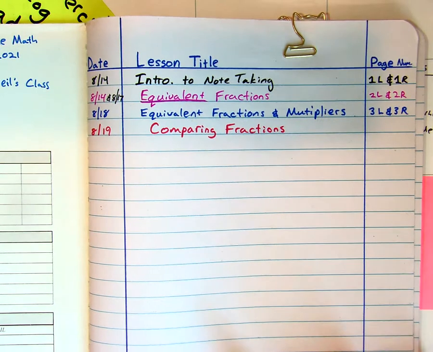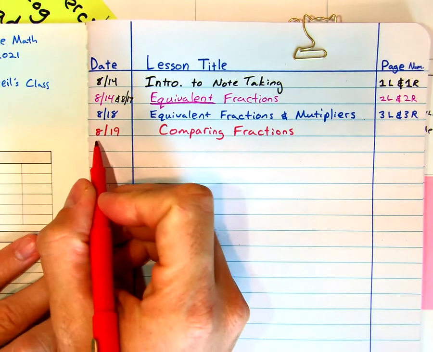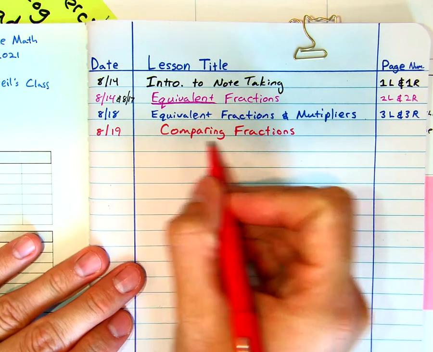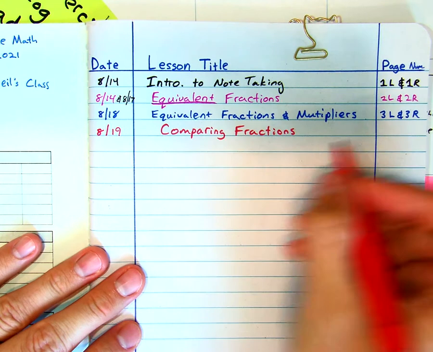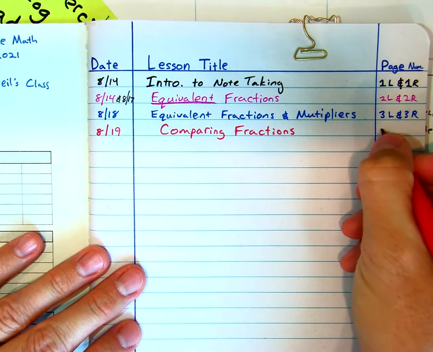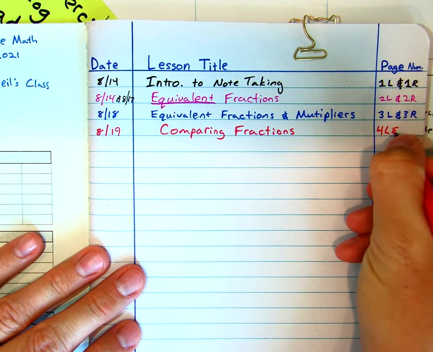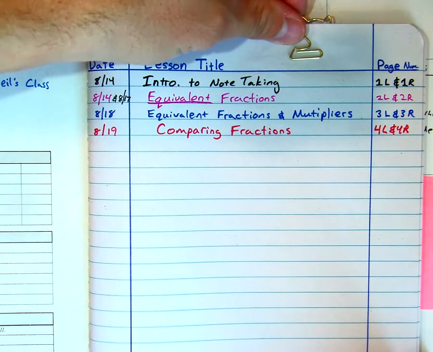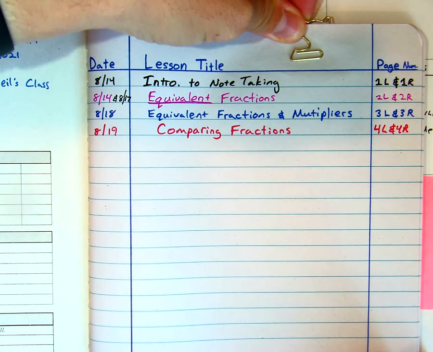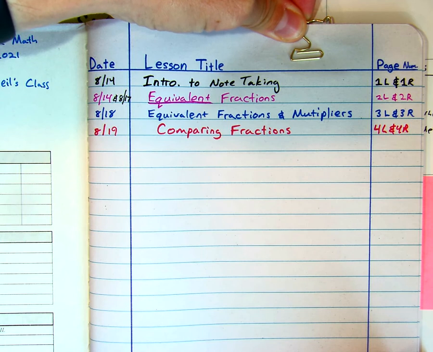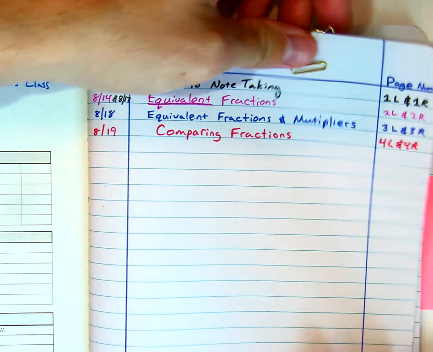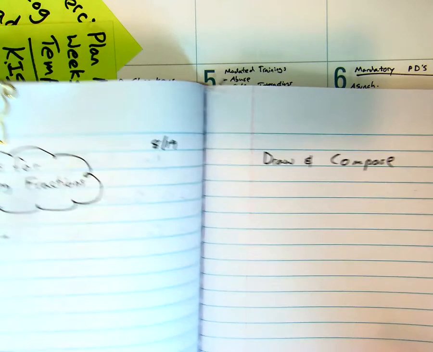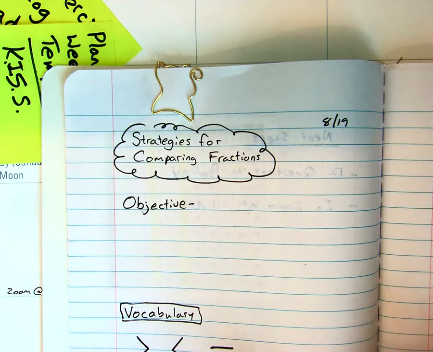Comparing fractions today. So let's go ahead and put our date in the date column. Comparing fractions. And our page number is going to be 4 left and 4 right. All right. Take a second, get that info in, and let's flip over.